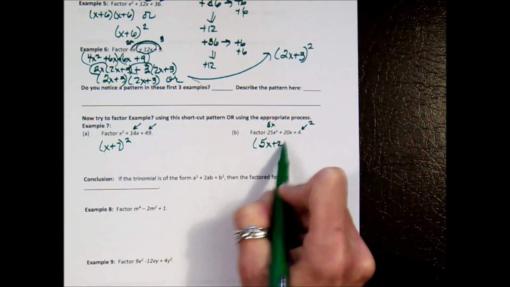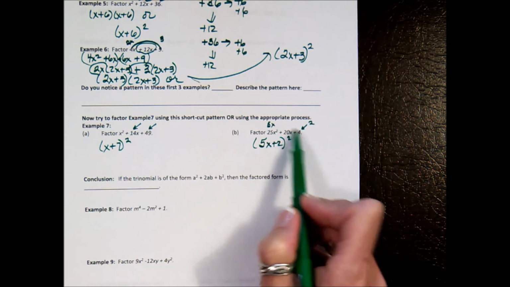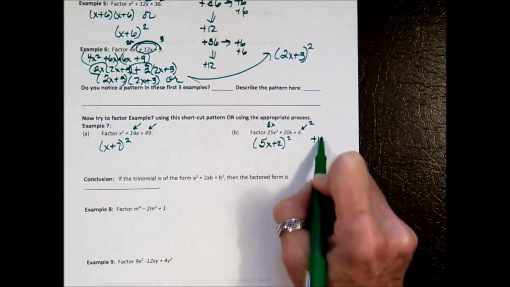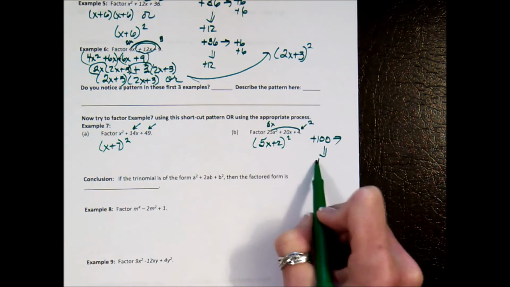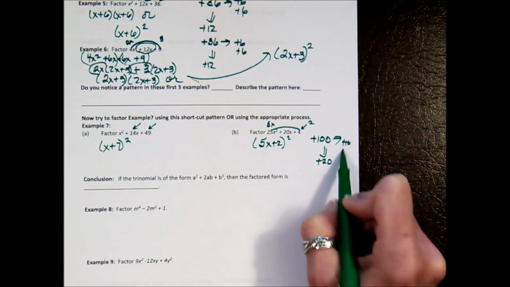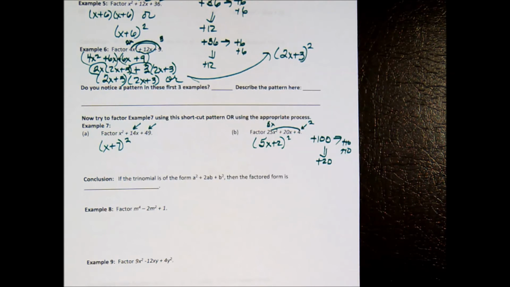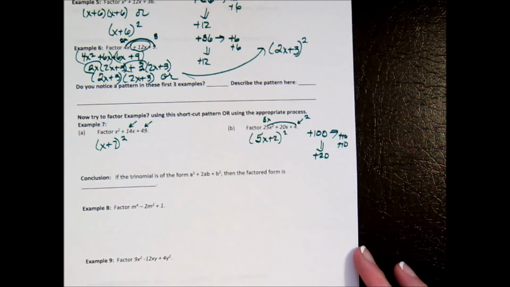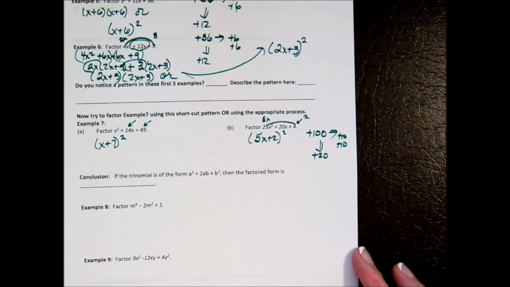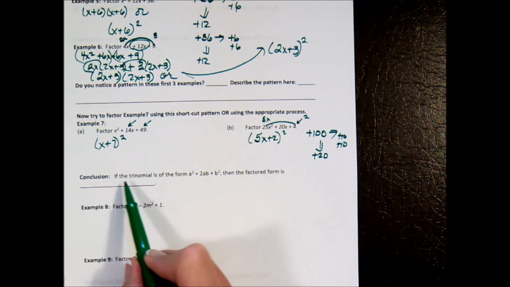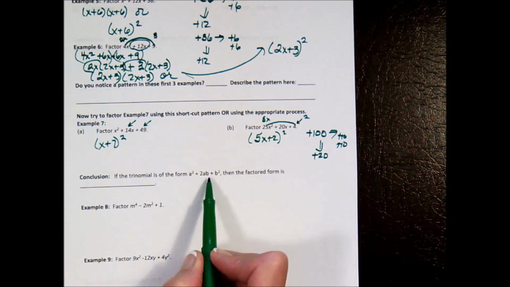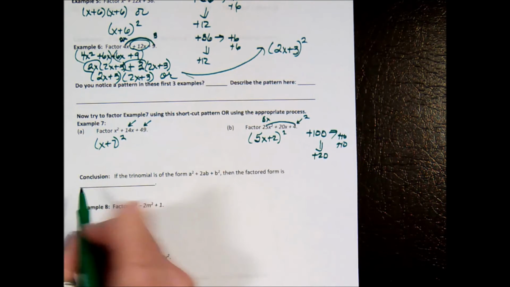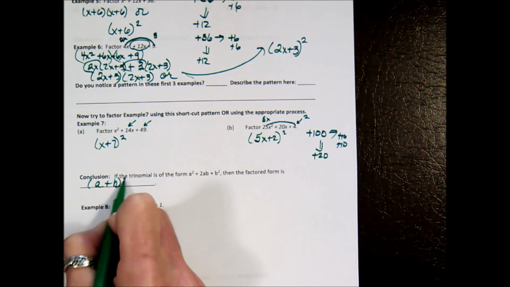However, what I would want you to do is go ahead and do the long process where you're looking for factors of positive 100, 25 times 4, that add up to positive 20, 10 and 10. And then if you do your bring down, break down, bring down, this is what you're going to end up with. So it can be handy, that pattern, but rely on the processes I've already taught you. Basically, it says if the trinomial is of the form a squared plus 2 of the things multiplied together plus b squared, the factored form will be a plus b squared.